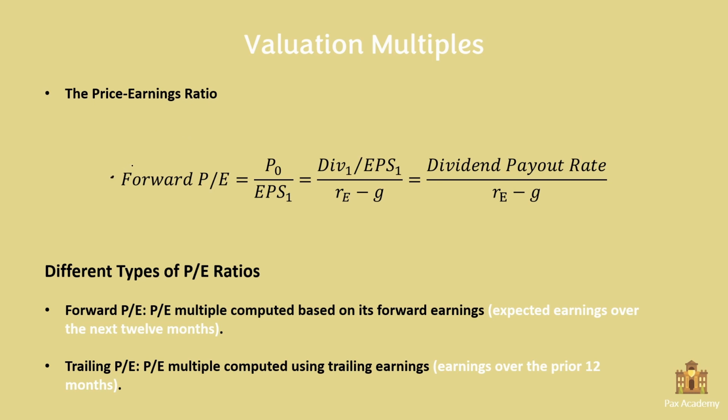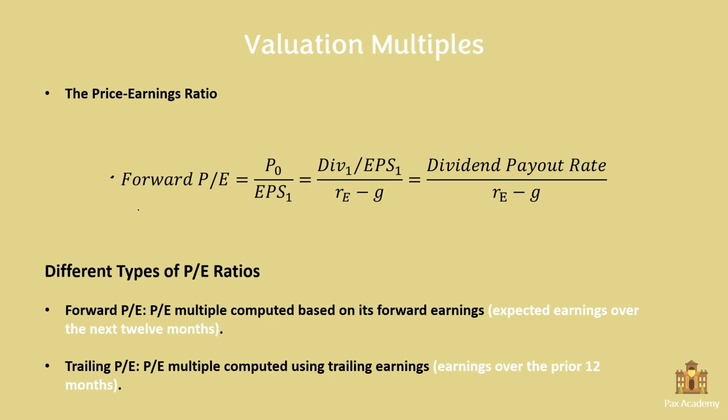So the forward PE is equal to the price over the earnings per share. This can also be the dividend over the earnings per share over the cost of equity minus the growth rate, which can also be the dividend payout rate over rE minus g again. Okay? So we have three different alternatives to calculate the PE ratio, the forward PE.